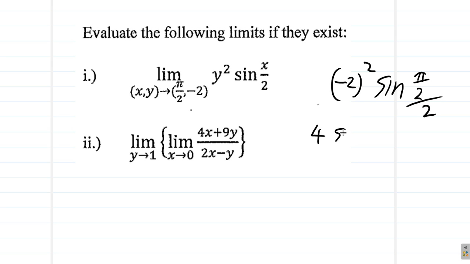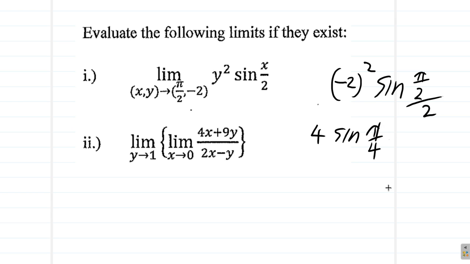So 4 sine. Now of course you remember your fraction rule. When you have pi over 2 divided by 2, that's pi over 2 times a half. This is going to be pi over 4. So this is really pi over 4.